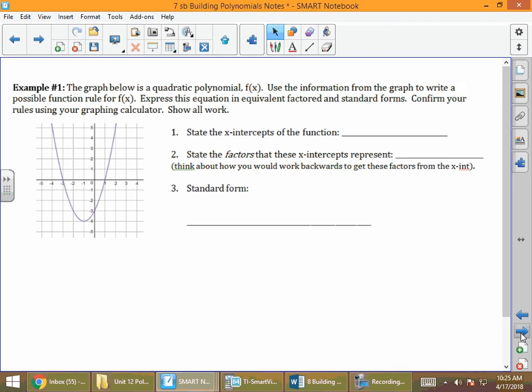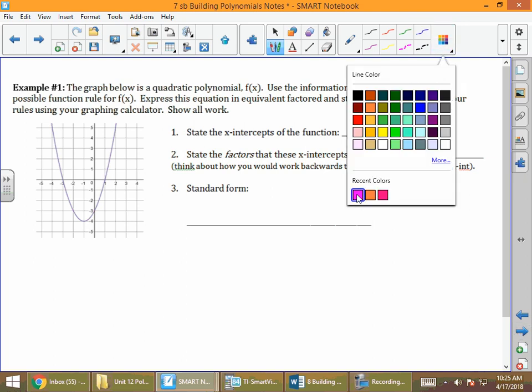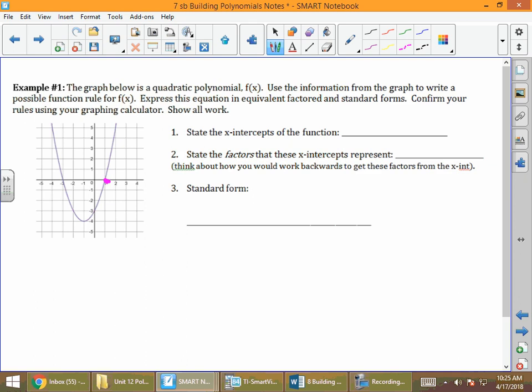And then to check your work, which is something I'm not going to do today, you can type our answers into the calculator and they should match the picture on the screen. But first of all, it says state the intercepts. Well, our intercepts are here and here. 1 and -3. Don't put parentheses around them, it's not an ordered pair. Those are our 2 x-intercepts, where the graph crosses the x-axis.